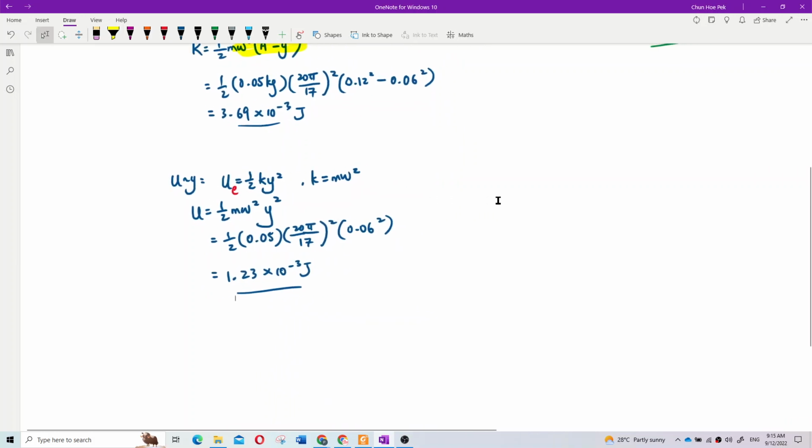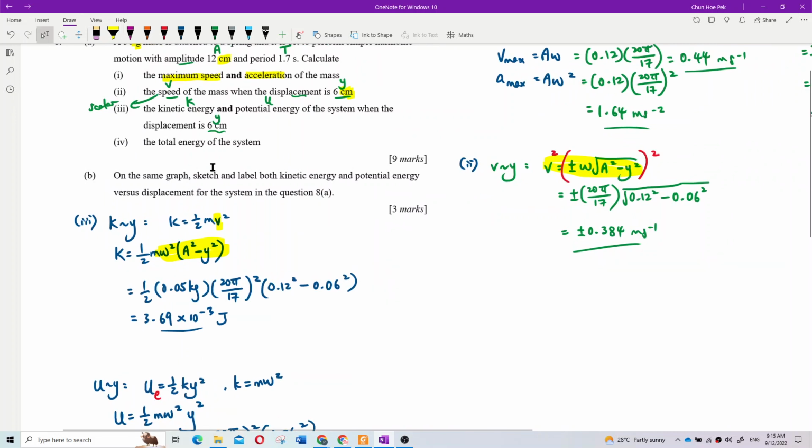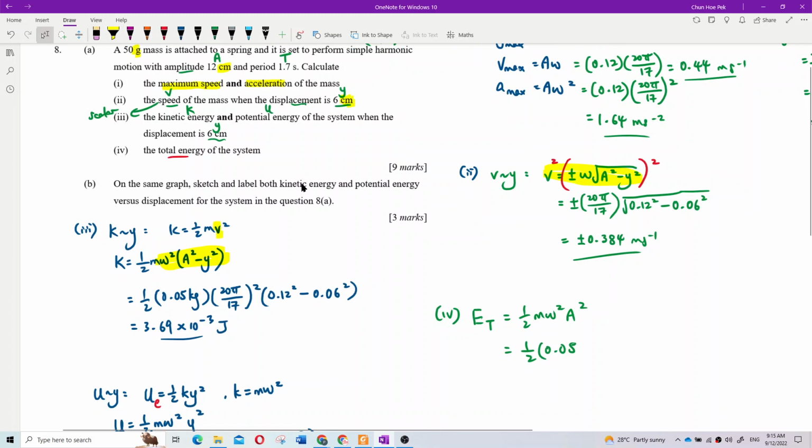Okay, that's the answer. Now, what's the total energy of the system? I expected this question would come out. Total energy, later I will show you one special thing here. Total energy formula, remember? Total energy is half m omega square amplitude square, isn't it? So what's the mass? 0.05 because it's 50 gram.